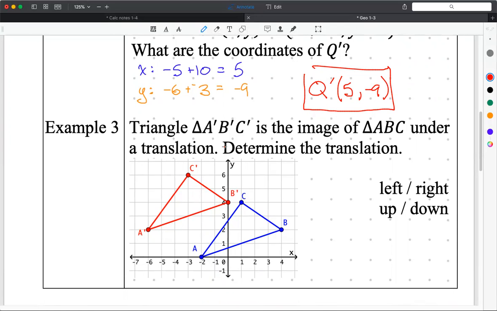A prime, B prime, C prime is the image of triangle ABC under translation. Determine the translation. Perfect. And I have this slightly different form now. Looks like Charles is ready to answer it. I want to try to give it to someone that hasn't done math yet today.